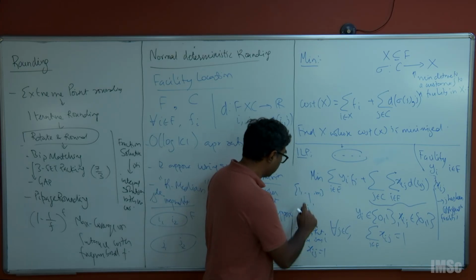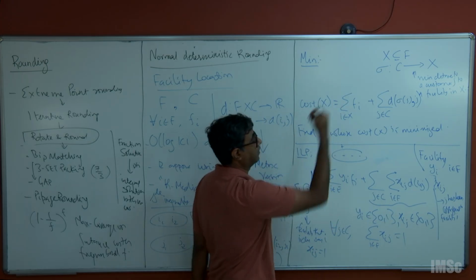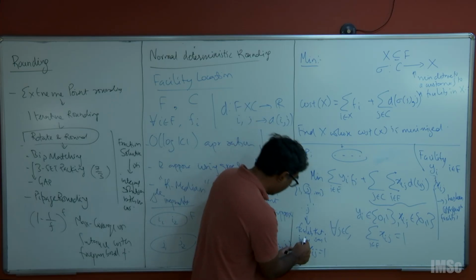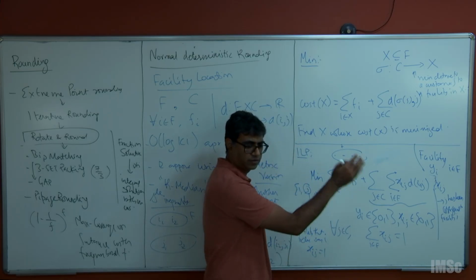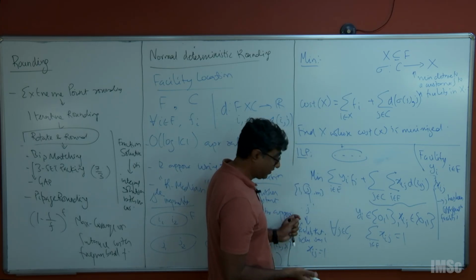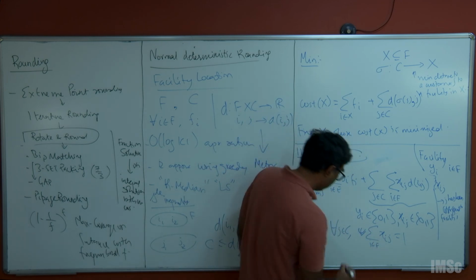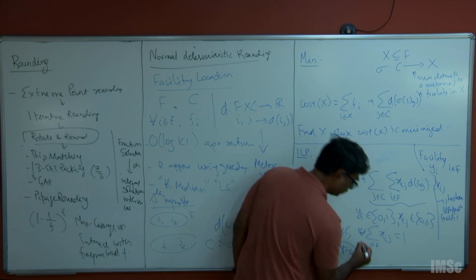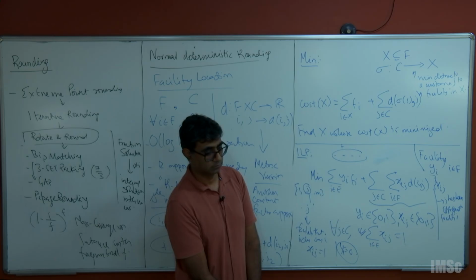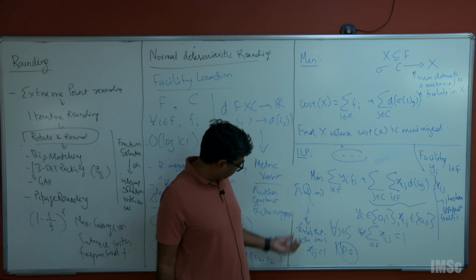What do you mean? Look, I fix a client, say j, and now from j, I know all the facilities, right? I know the distances. I look at the facility which is closest to me. I set the corresponding variable to 1 and the rest to 0. For this client, this is the best he can hope for. Still, these constraints are satisfied, and all yi's I set to 0. See, this is a feasible solution to this. All yi is set to 0 and some xij's are set to 1.